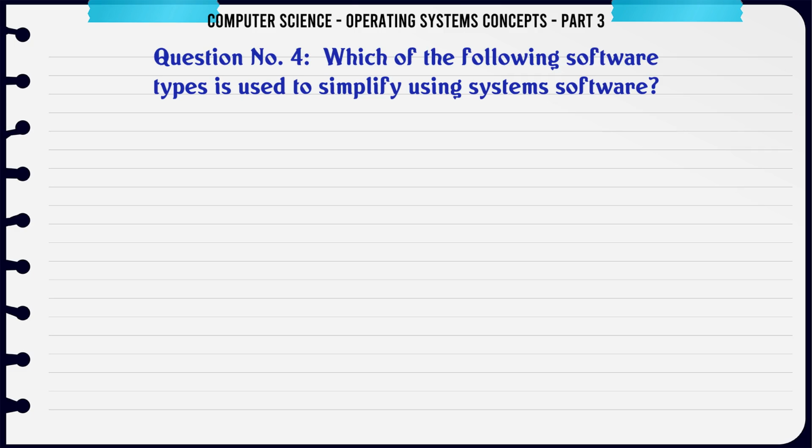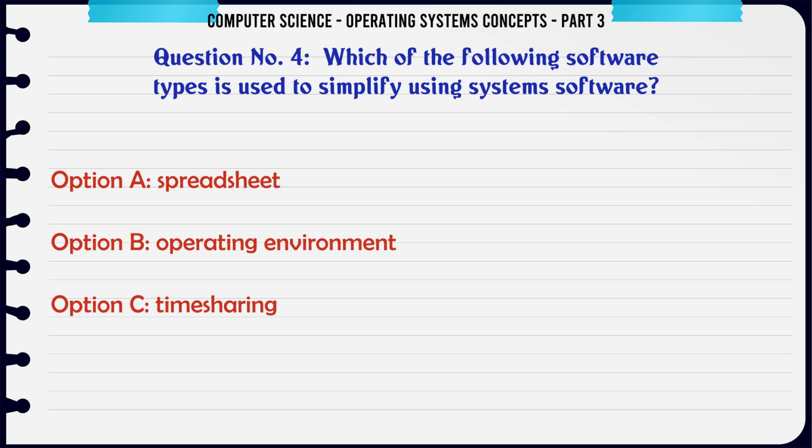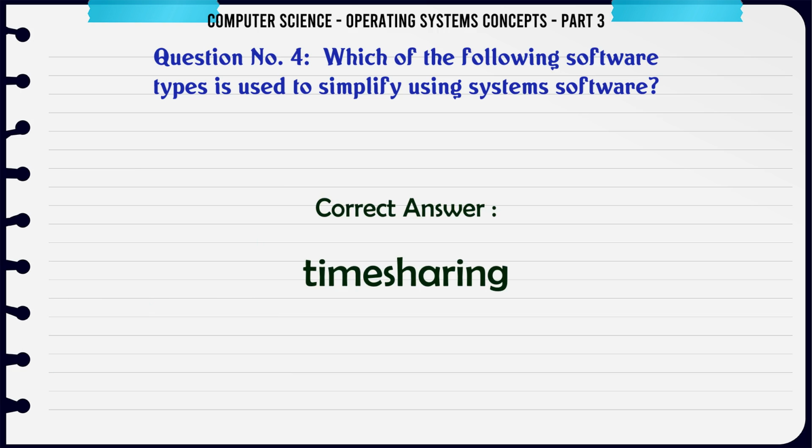Which of the following software types is used to simplify using systems software? A. Spreadsheet. B. Operating environment. C. Time sharing. D. Multitasking. The correct answer is time sharing.